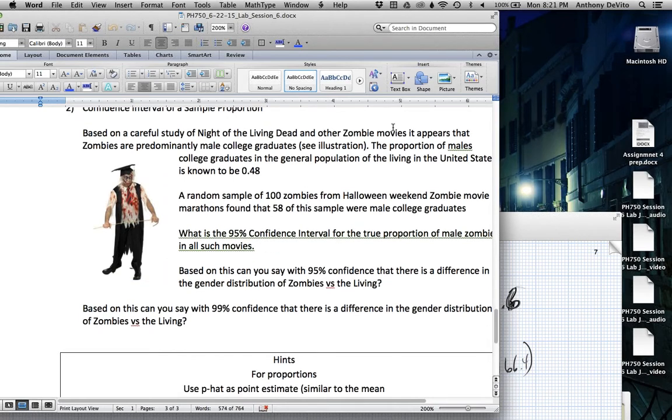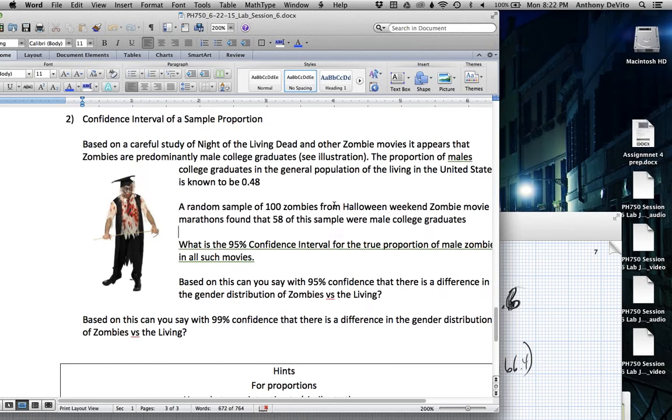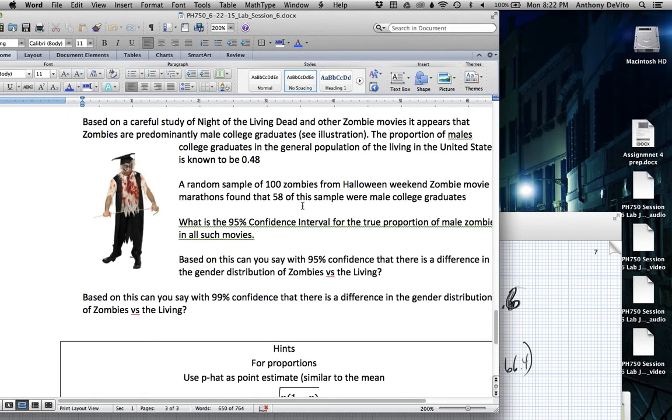Okay, a random sample: the proportion of male college graduates in the general population in the United States is known to be 0.48. In other words, more females than males. They live longer than we do, so there's more of them. I think there are actually more male births than female births, but you tend to outlive us. Is that right? More female births. I don't remember. Then you live longer, so yeah. At any rate, I guess it was not so surprising that the population would be more female than male. 48% of the population is known to be male.